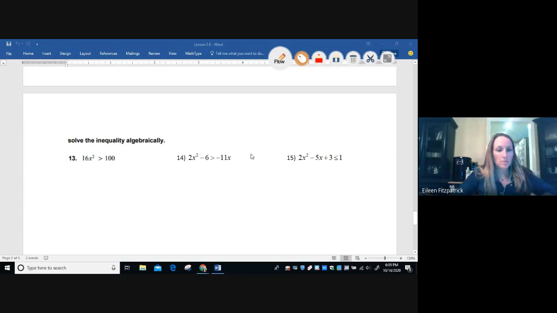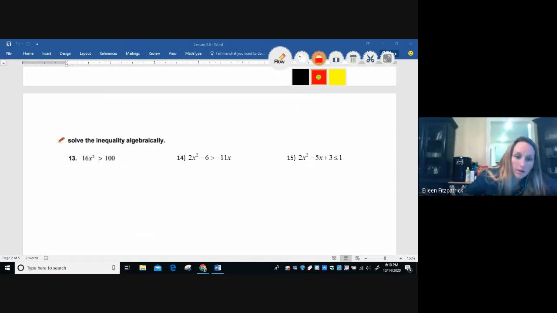All right, so we're going to move on to, I think these are the last 3. Yep, these last 3 problems, solving the inequalities algebraically. Okay, so for these, we're going to do number 13 first. What you want to do is isolate the x squared, so I'm going to divide both sides by 16. So just treat it like an equation, but don't forget when you multiply or divide by a negative, your inequality symbol flips. So you have x squared is greater than 100 over 16.